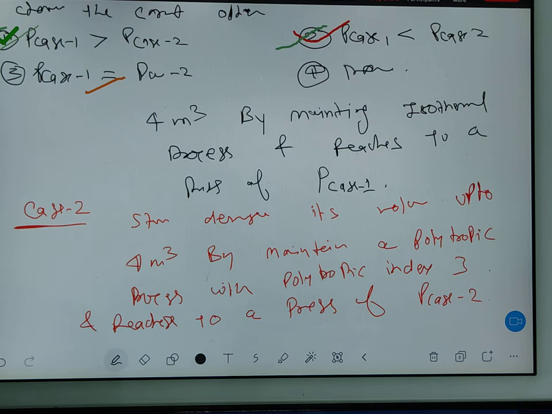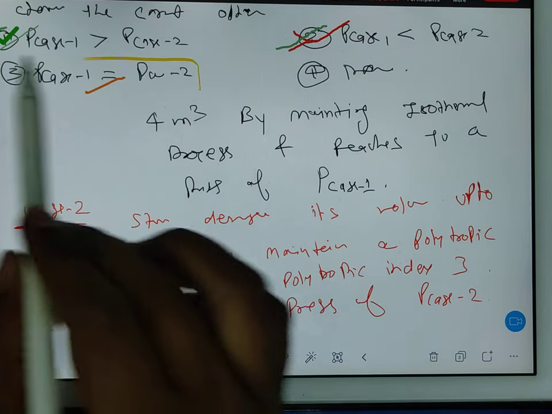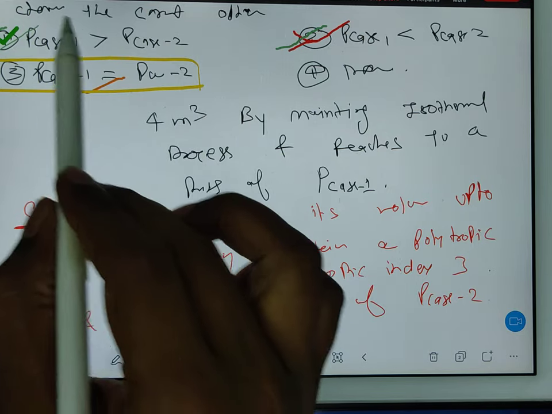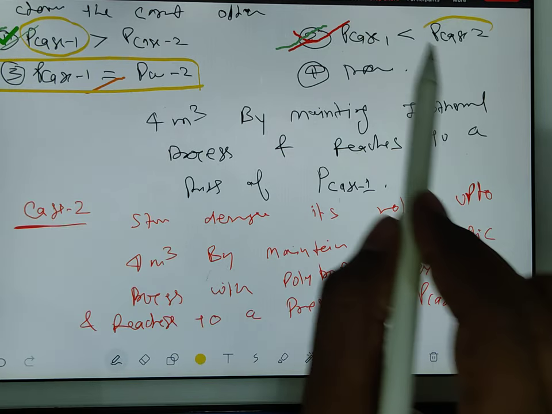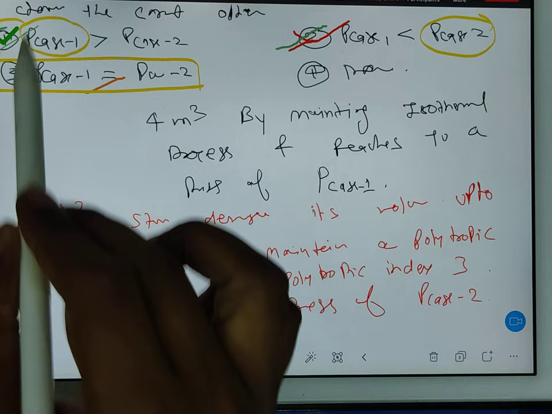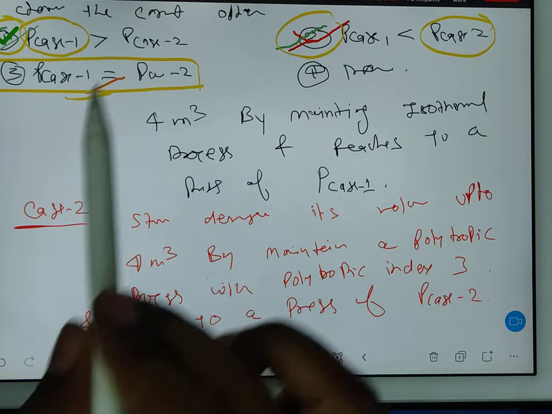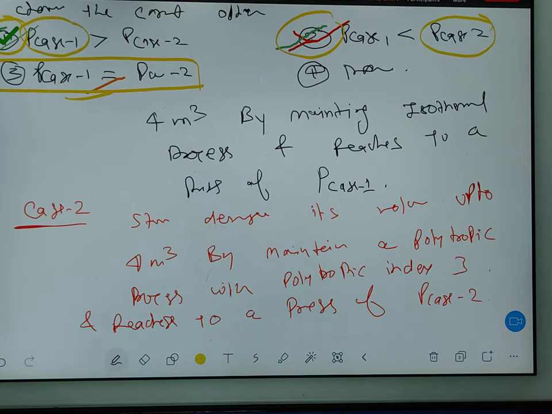I will give you the solution now. Very good try. I can see three options are there. One student is saying equal, one student is saying case 1 will be larger, another case 2 will be larger. Three students here, remaining are not replying. Okay, now see the idea.